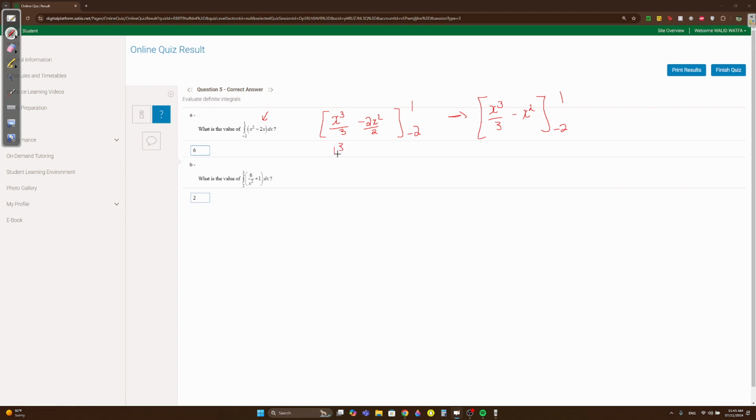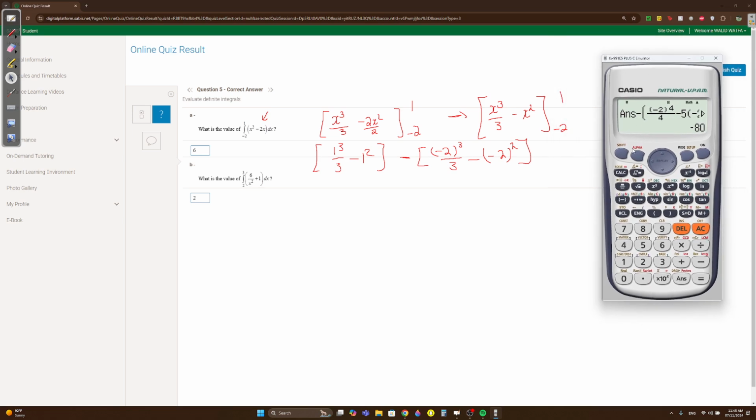So you go 1 cubed over 3 minus 1 squared, that's when you substitute 1, minus, when you substitute minus 2, minus 2 cubed over 3 minus minus 2 squared. Put this in a calculator, you should get 6. Let's see. 1 over 3 minus 1, minus, minus 8. I'm just putting it on a calculator. You guys know how to put it on a calculator. I'm just skipping a few steps that the calculator will do because I don't want to write it all out. Minus 4. Yeah, you got 6.